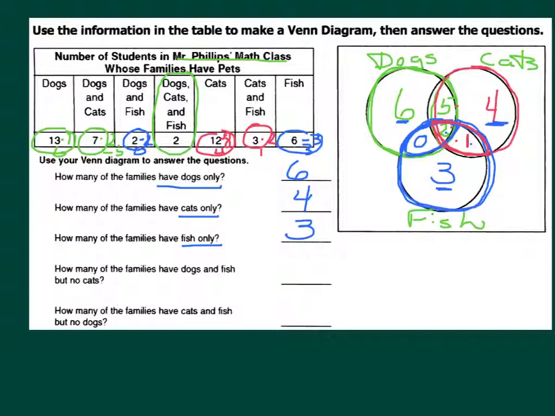How many families have dogs and fish but no cats? So we want to find the dog and fish overlap. It'll be right here, but no cats. So 0 families, because we're talking about this number right here. How many families have cats and fish but no dogs? So here's the cat and fish overlap. We don't want these two in the very middle because they have a dog. So only 1 family has cats and fish but no dogs.